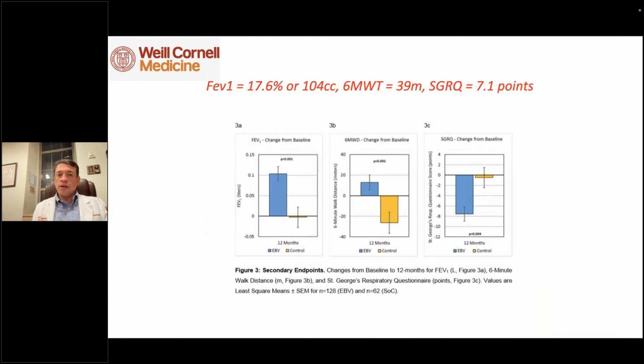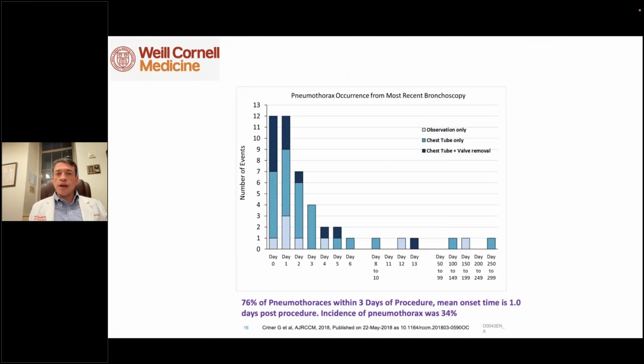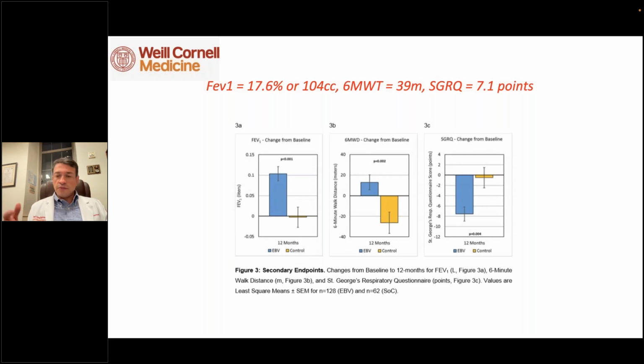Secondary outcomes are listed here: FEV1, 6-minute walk test, St. George respiratory questionnaires. All of those demonstrated significant improvement from baseline. Some patients are very educated, and they may ask what the absolute numbers are. You could tell them 100 cc's or 104 cc's improvement in FEV1, 39-meter improvement in 6-minute walk test, and about a 4-point drop in SGRQ. All of those are both statistically and clinically significant at 12 months. Excuse me, SGRQ drop of 7 points.